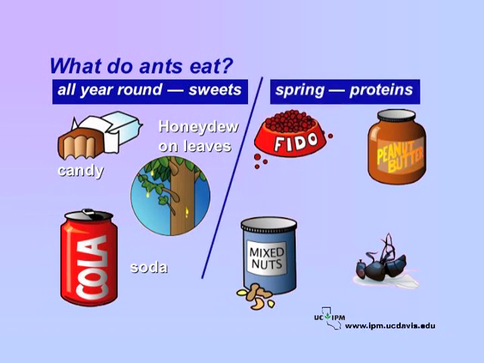During the spring, when queens lay eggs, workers may prefer to search for proteins to feed the developing colony. However, they may also feed on proteins during other times of the year. Examples include pet food, peanut butter, nuts, seeds, and dead insects. Food preferences vary somewhat among ant species.